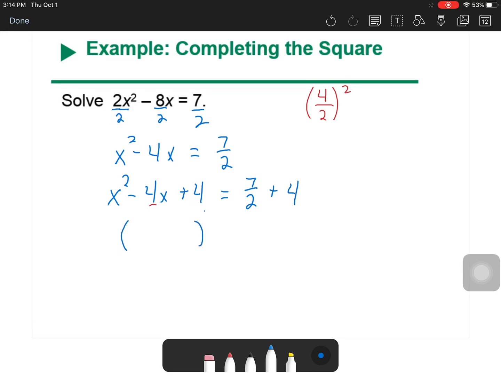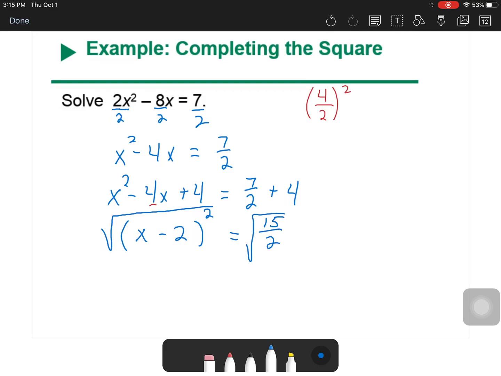This is going to be factored into something squared, right? If I take x minus 2 times x minus 2, that would FOIL out to x squared minus 4x plus 4. So that's how this factors: x minus 2 times x minus 2. I always know it's going to be something squared because I've added this number to create a perfect square trinomial. And then if I add these two together, 7/2 plus 4, instead of 4, I could call it 8 over 2. So that would give me 15 over 2. Hopefully you're following that.